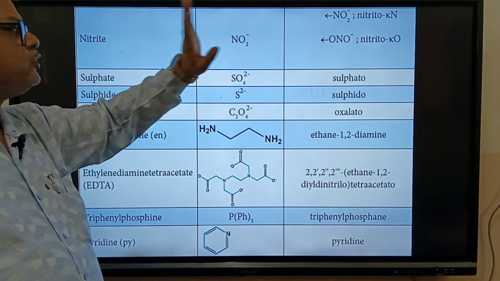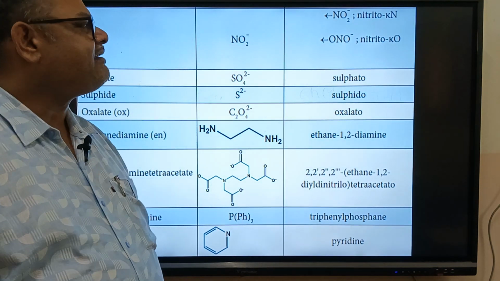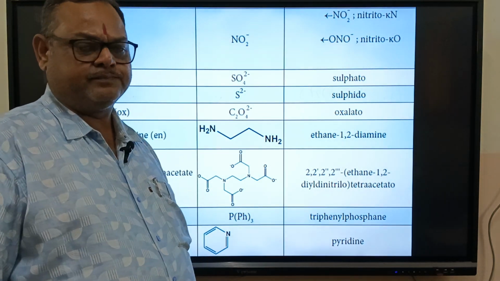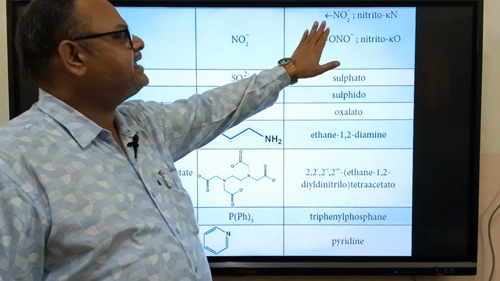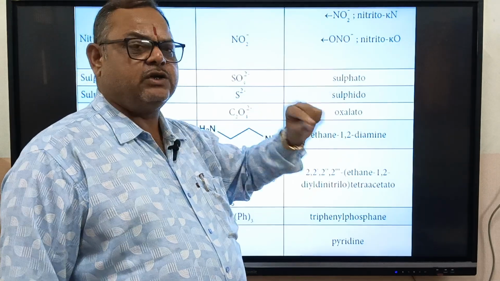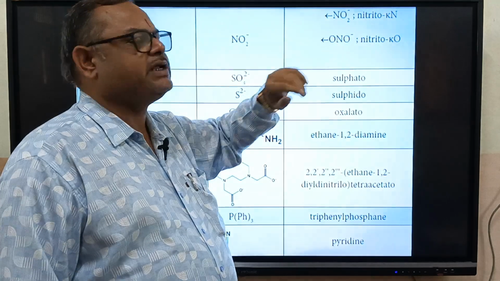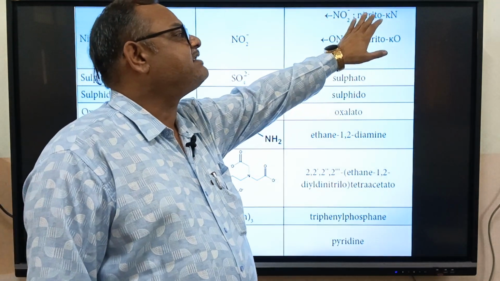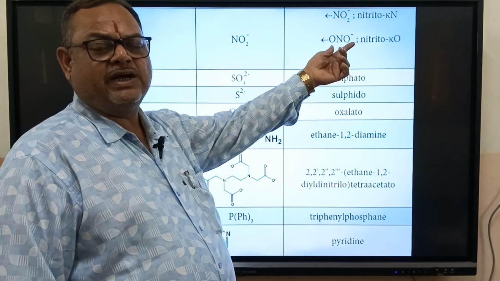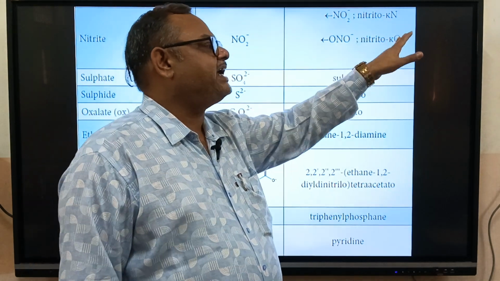See, NO2. It is an ambidentate ligand. So while writing the name of such a ligand, we have to mention the donor atom. For example, whichever atom is written first is the donor atom. If it is written as NO2, it means N is the donor atom. The name will be written as nitrito-N. And if it is written as ONO, it means oxygen is the donor atom. Then the name will be written as nitrito-O.